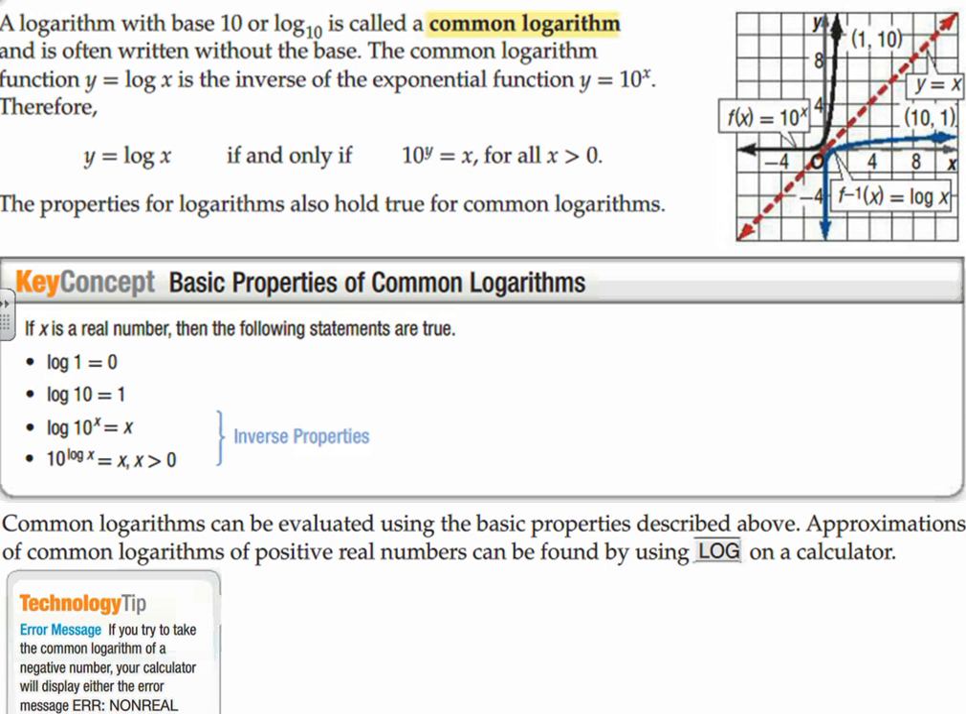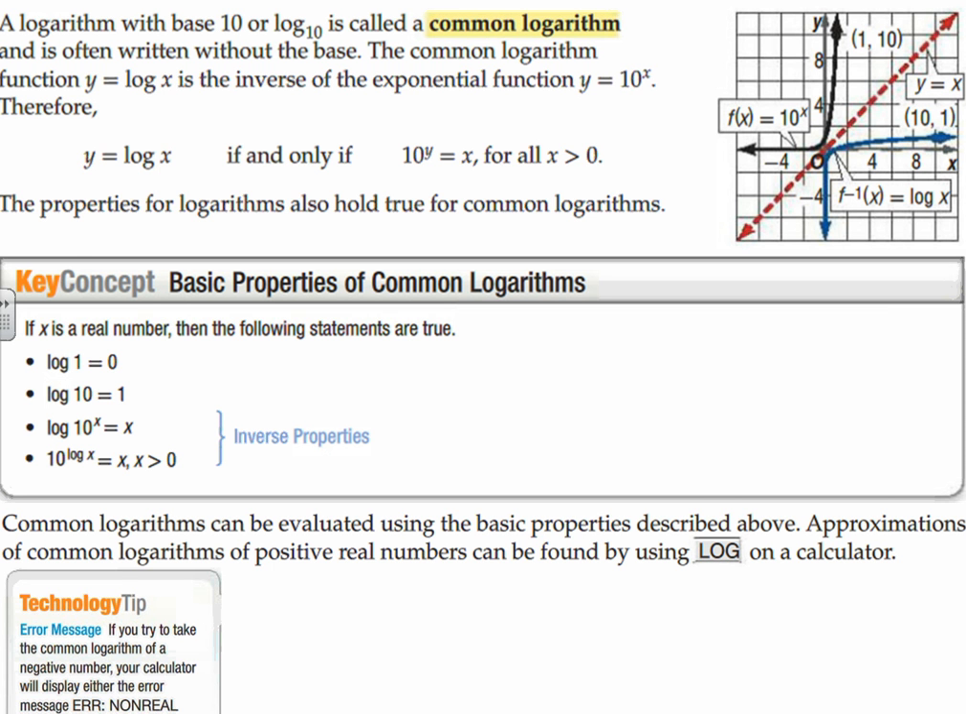Okay, so now we're going to talk base 10 logarithms, and base 10 logarithms are called the common logarithm. And so now think about these properties, and does this make sense? The log base 10 of 1 equals 0, because 10 to the 0 equals 1, right? And 10, because it's not written here anymore, 10 to the 1 equals 10. And 10 to the x equals 10 to the x.